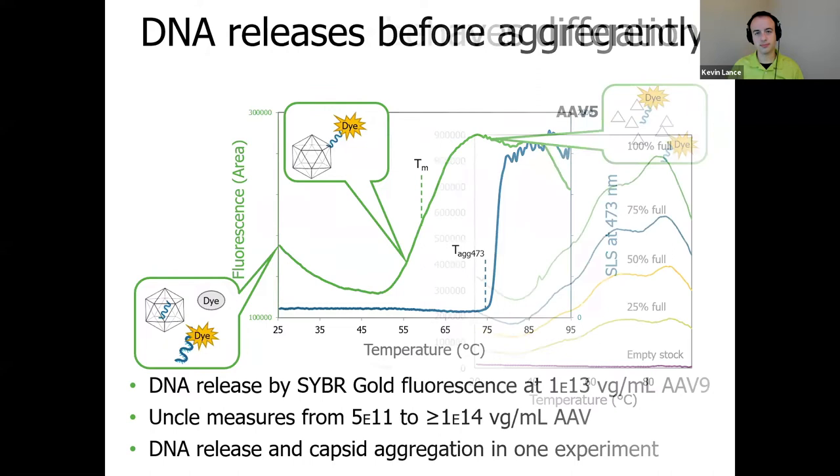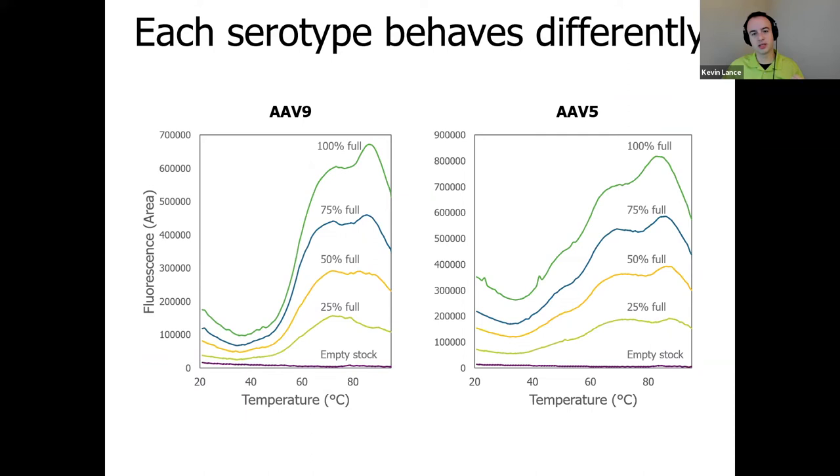Okay, so I mentioned that that experiment was with AAV9, and on the left we can see the results of an experiment where we vary the percent full of an AAV9 sample, and the results look kind of like you would expect. Decreasing percent full results in decreasing intensity of fluorescence because there's less DNA present. A very similar trend appears if you look at different concentrations of AAV. So if we compare AAV9 versus another serotype, AAV5, shown on the right, we can also see that different serotypes have different shapes and different behaviors, especially focusing on the temperature range between about 40 and 50 degrees Celsius. You can notice that AAV5 has a much more pronounced DNA release coming out of those capsids than that of AAV9.